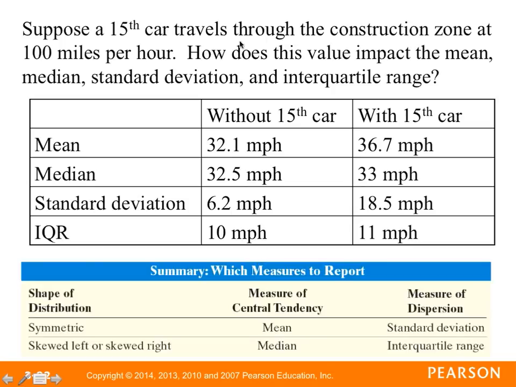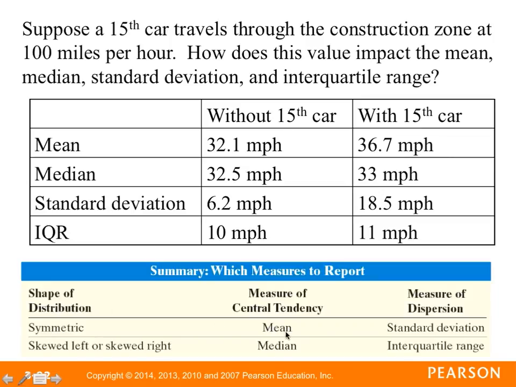So let's suppose that a 15th car travels through the construction zone at 100 miles per hour. How does this value impact the mean, median, standard deviation, and interquartile range? We're not going to redo all of these calculations by hand, but these are the ones that we've already calculated without our 15th car. If we add in that 15th car going 100 miles per hour, we can see how these numbers change. The mean increased by quite a bit. Standard deviation increased by a lot. Median increased just barely, and interquartile range also increased just by a little bit.